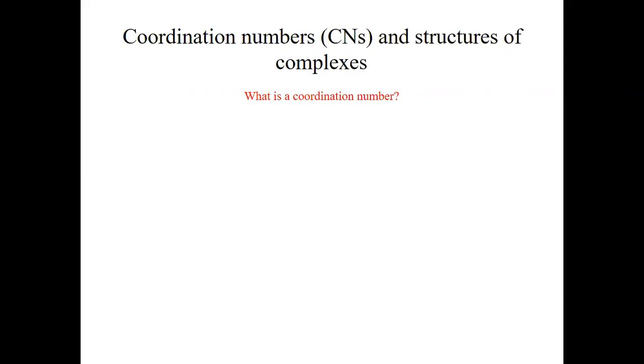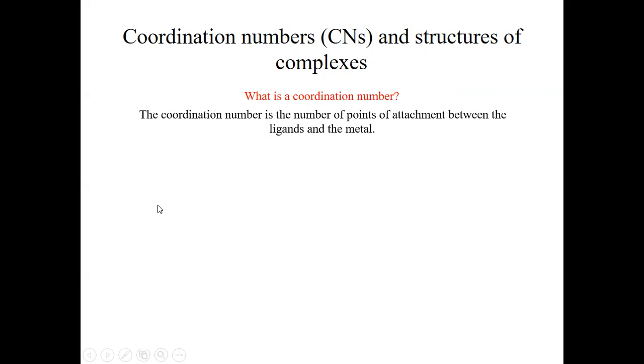A coordination number of a complex is nothing else but the number of points of attachment between the ligands and the metal. So certainly the coordination number will influence the structure, but there may be different structures for a given coordination number also. So let us think about what can determine a coordination number, which can then determine the structure.